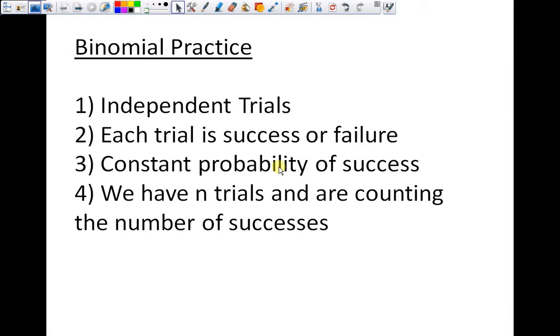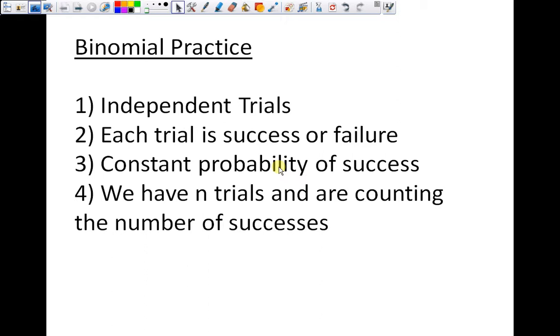1, independent trials means that what I flip on one of the flips does not affect what I get on another flip. So if I get a heads on the first try, that doesn't affect the likelihood of getting a heads on the second try. 2, each trial is either a success or failure. Either we get a heads or we do not get a heads.